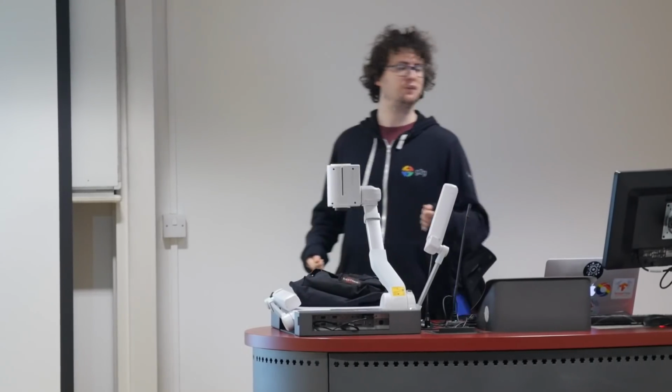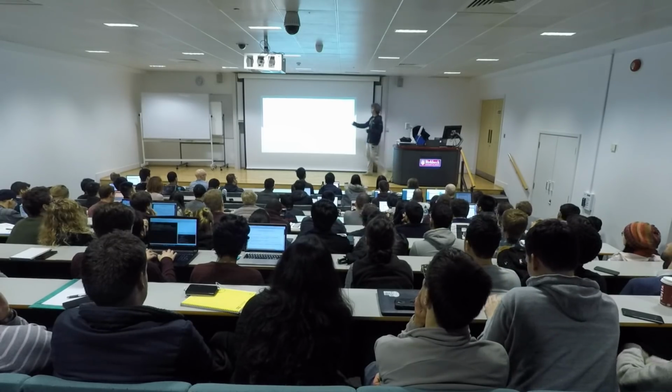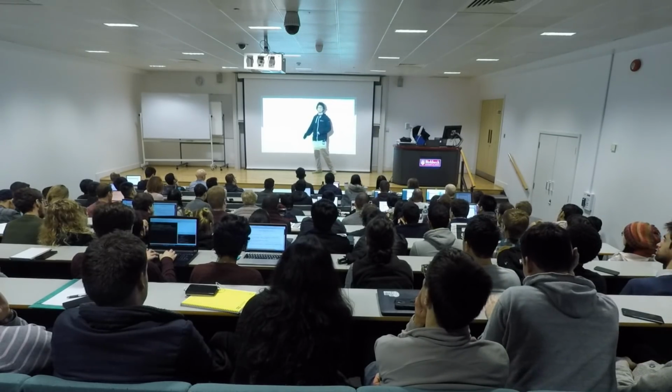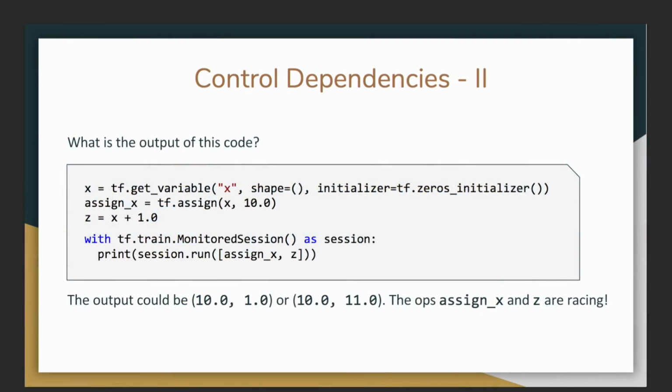scheduling everything as fast as it can. So depending on just a race condition, it might first execute assign x and then x plus 1, or first do 0 plus 1 and then assign 10. Because there is no dependency. These two things, now we are asking for both, but there's still nothing that prescribes in which order they should happen, so they might happen in any possible order.